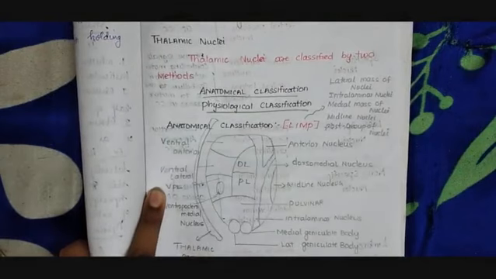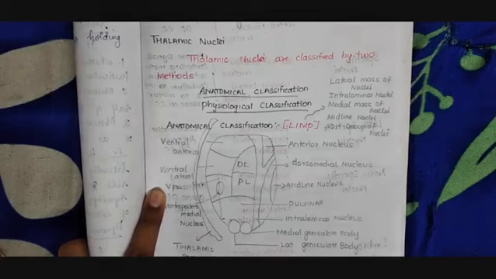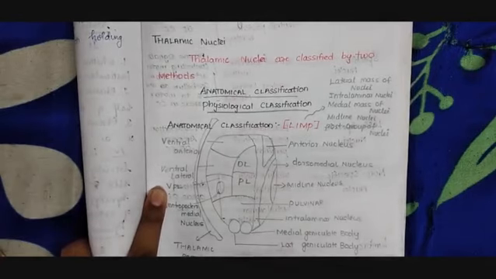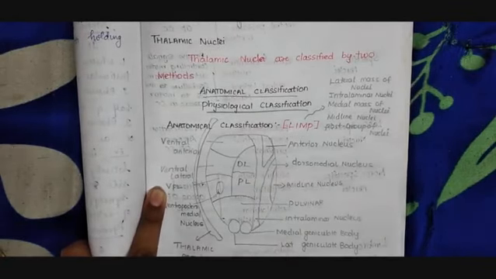Now let us discuss the thalamic nuclei. We have many nuclei present over the thalamus, and we are going to classify these nuclei using two methods. First one is the anatomical classification, and second one is the physiological classification. First, let us discuss the anatomical classification.